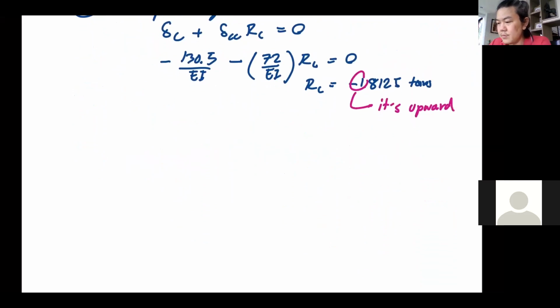Okay, so now you have a structure with the known force now. Now it becomes the known force. Okay, now you know this. One moment.